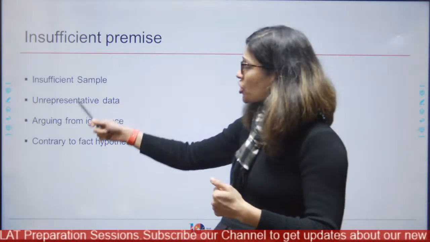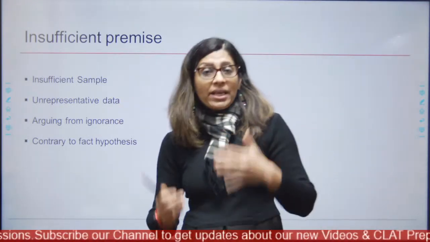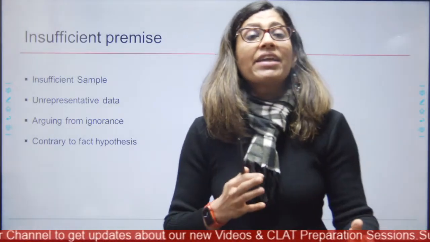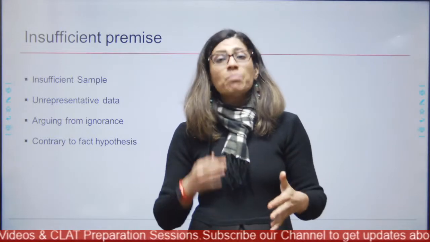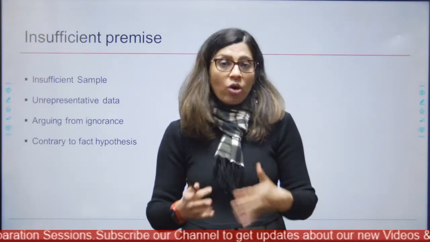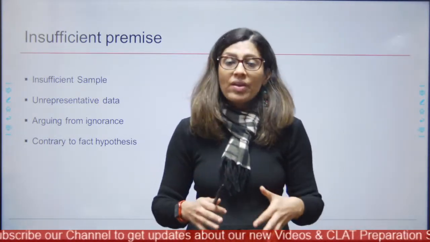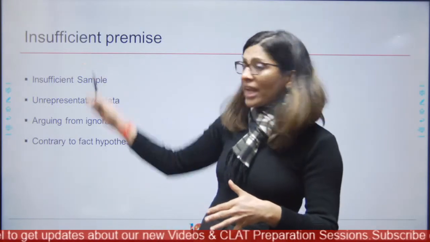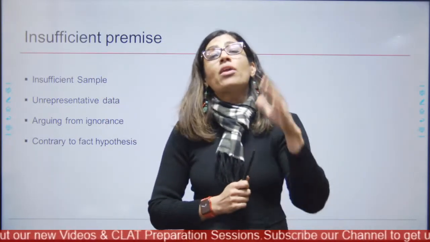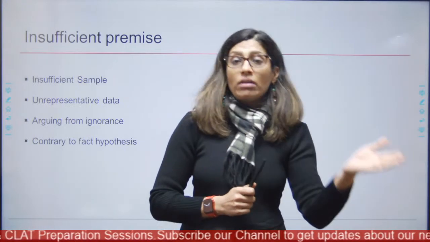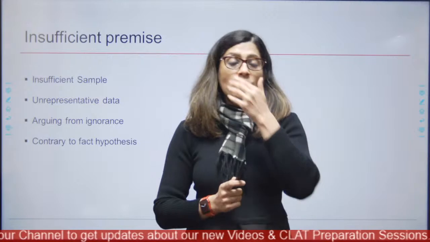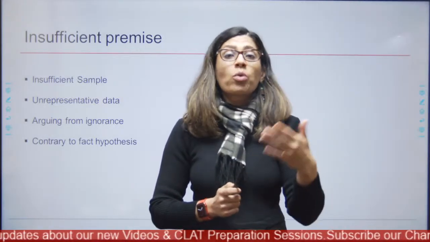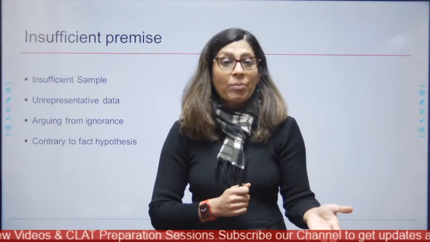So insufficient sample, sample size is doubtful. We have done it in weaken and strengthen also. So when you see the fallacy, go back and check your strengthen weaken sheet and the discussions we've had, so we have weakened many arguments based on unrepresentative data. Even in the class yesterday, there was one question on representation. It was the Outlook magazine question, if you remember.